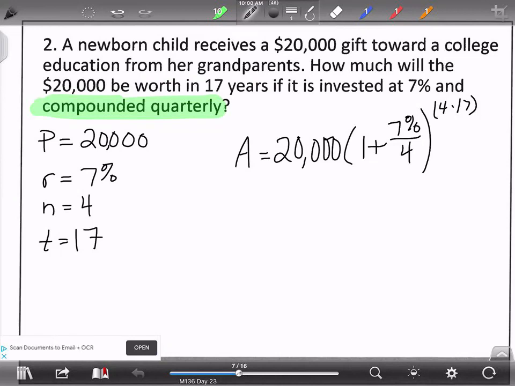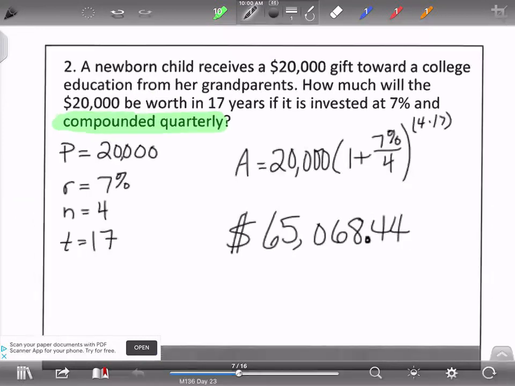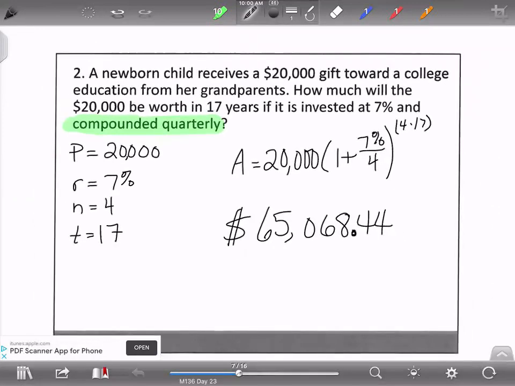So when you type this in your calculator, you should be getting a value of $65,068.44. This is again contingent on all of that money, the original investment, being left in there for the entire 17 years and continuously earning that 7% interest compounded quarterly.